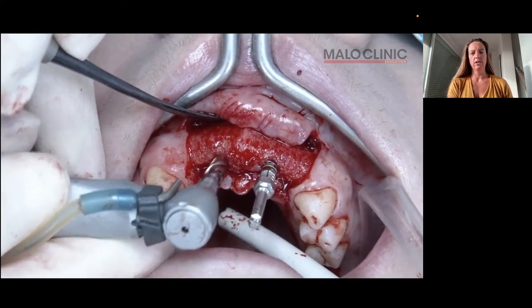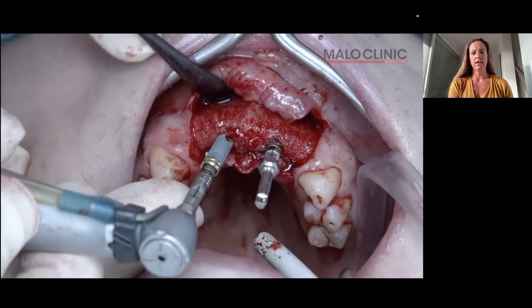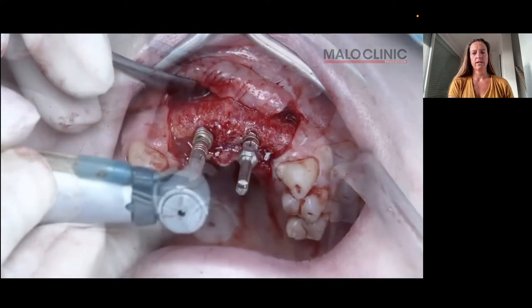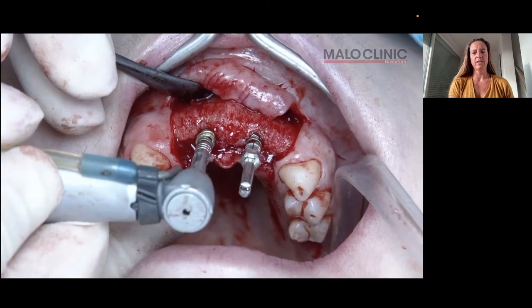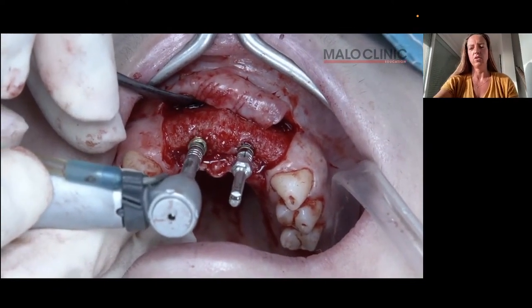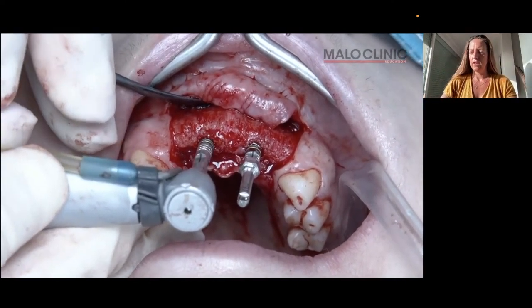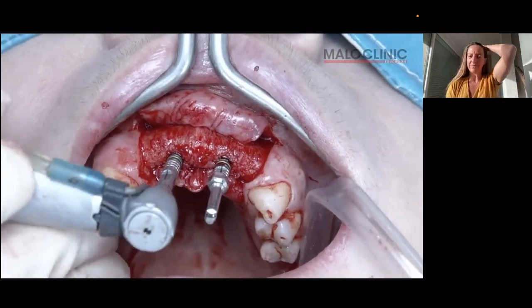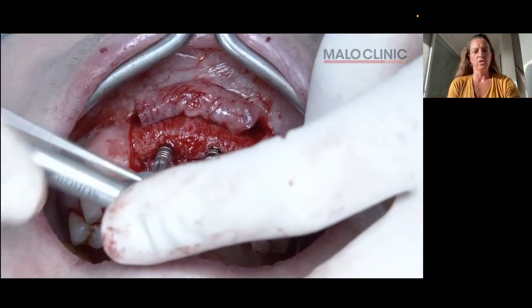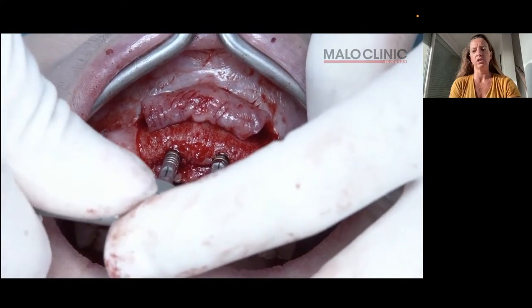Now I take it out. Good, and now I will place my implant again. So I start placing my implant, 30 Newton, it stopped with 30, I go with 50, a little bit more down. And I check now also if I have to go a little bit deeper with my manual torque wrench.